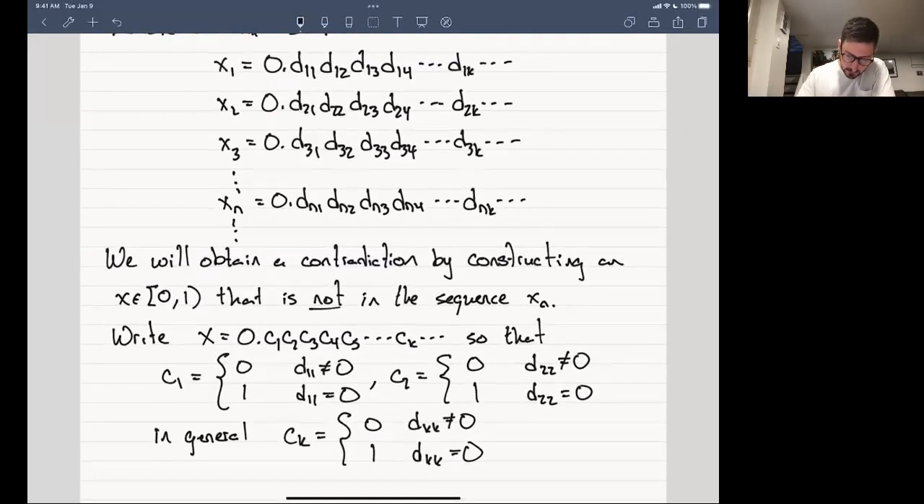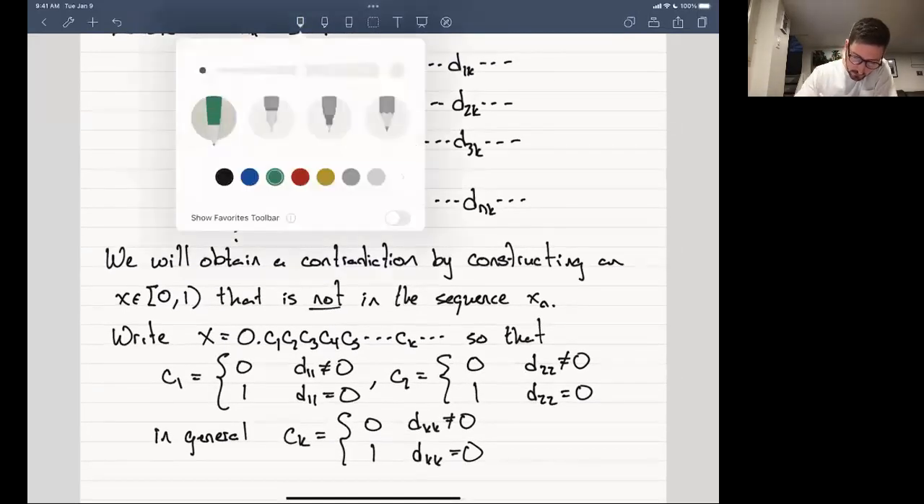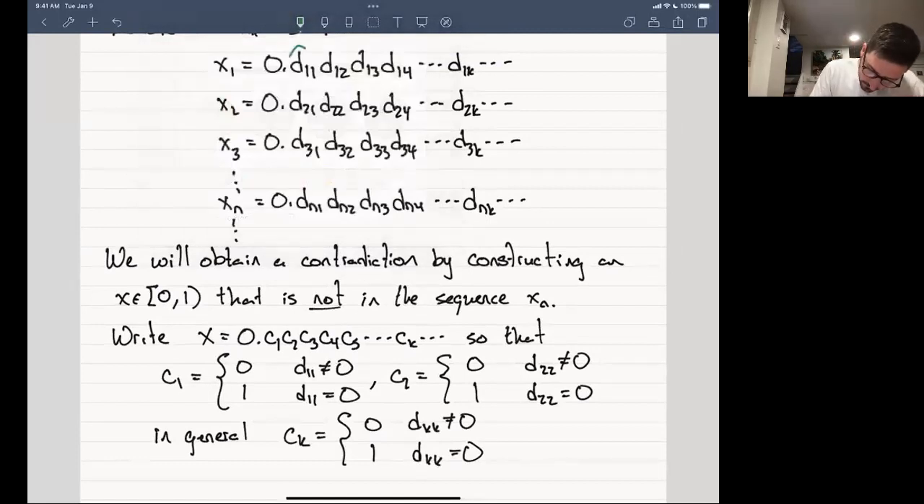So what is it that I've done? Let's take a look at our decimal expansions above. I have used this number, this number, this number, and so on. I took every single diagonal element. From the first element of the sequence x1, I took the first decimal point. From the second element of the sequence, I took the second decimal point.